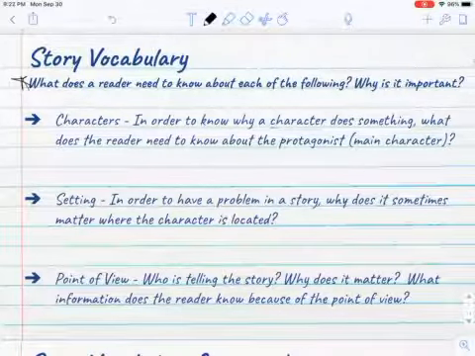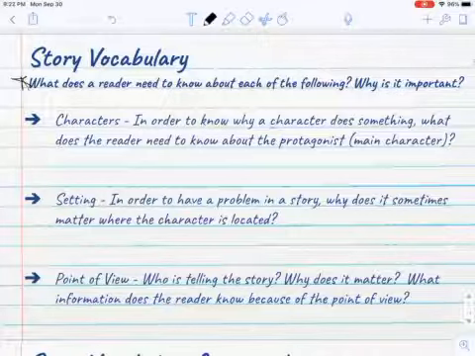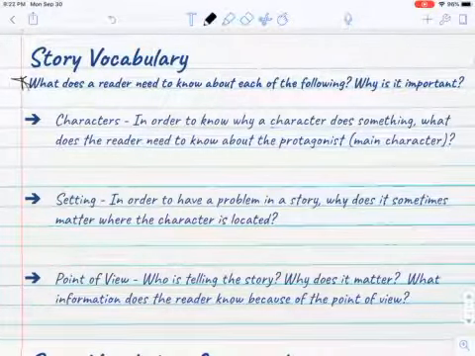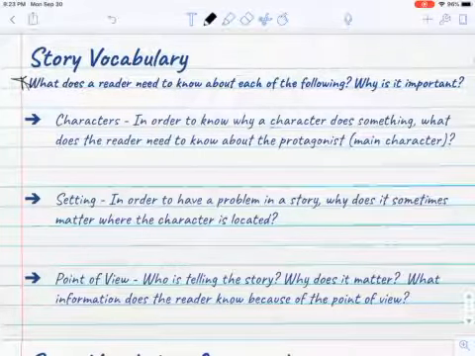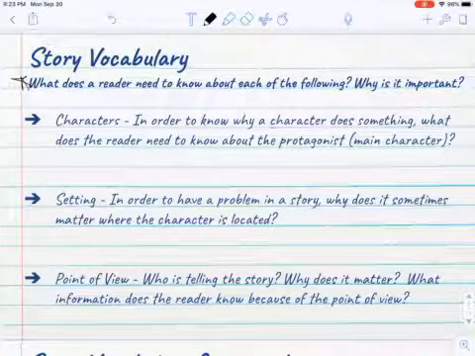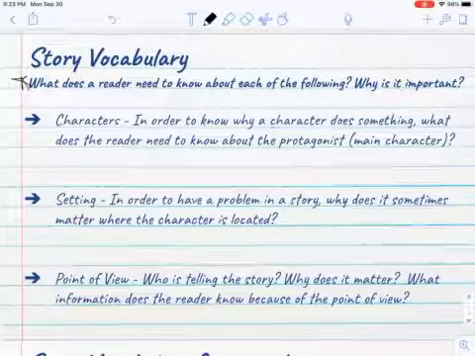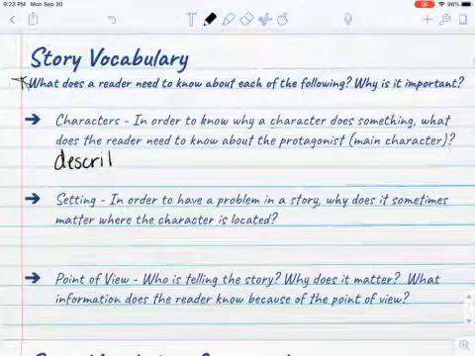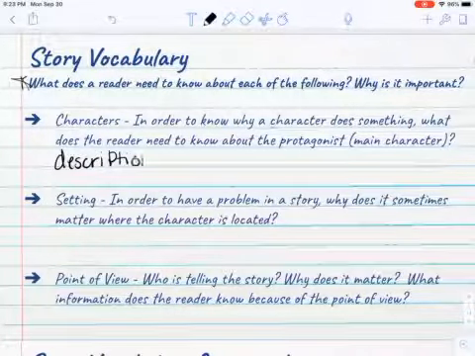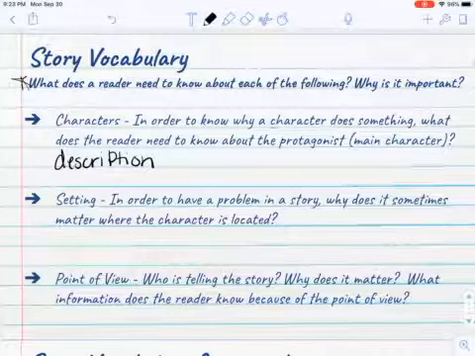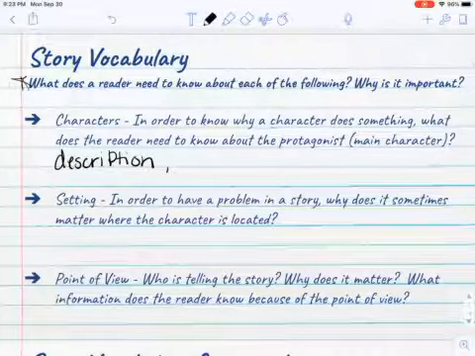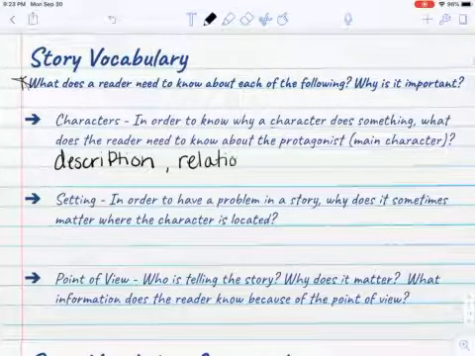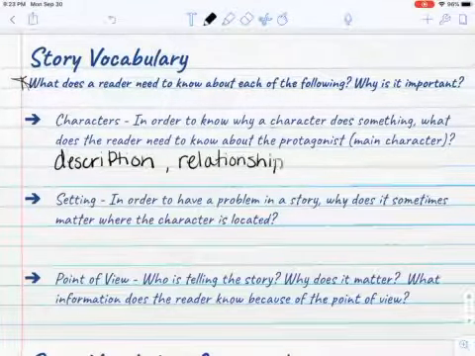So first, characters. In order to know why a character does something, what does a reader need to know about the protagonist or the main character? Whenever we're hearing about a story and the main character, we definitely need to know a description of the character. That helps us to picture the character in our mind. It's also very helpful to have some background knowledge about relationships that the character may have.